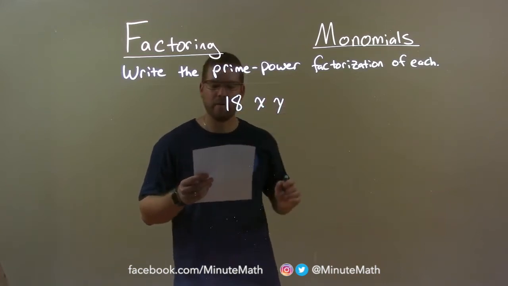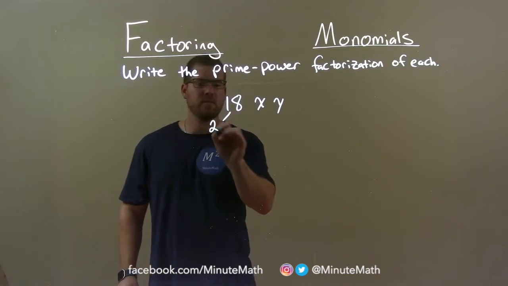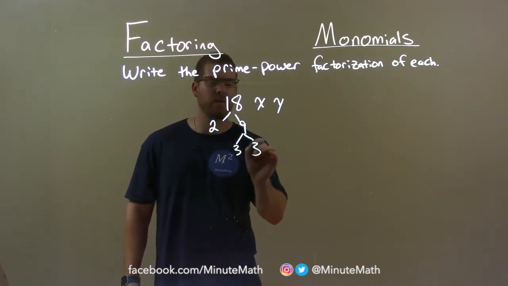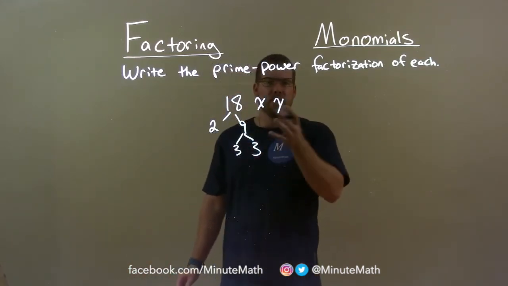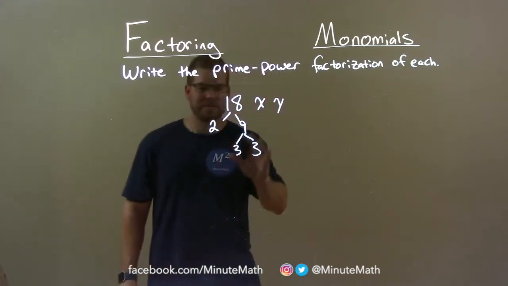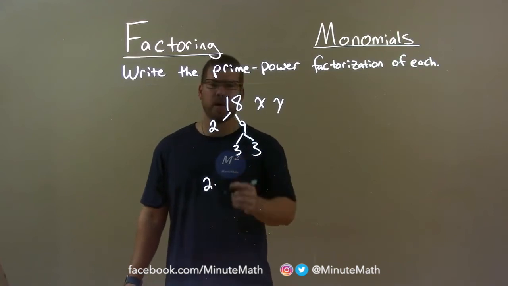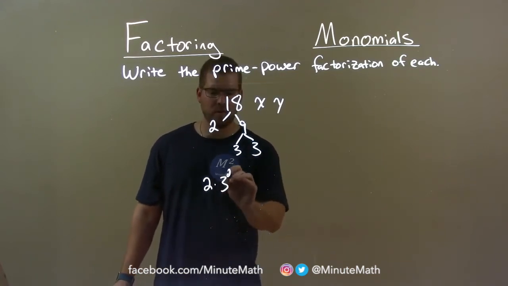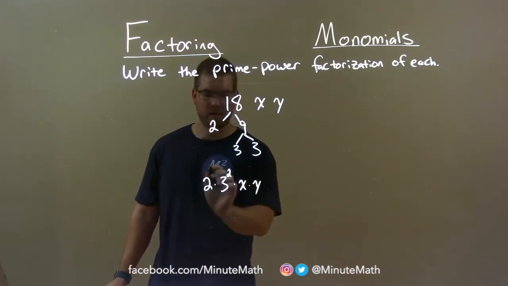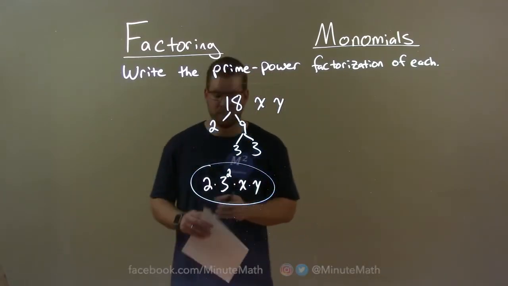18xy, okay? Well, 18, let's break that down first. 18 is just 2 times 9. And 9 is 3 times 3. Okay? x times y is just x times y. It cannot be broken down anymore. Okay? So let's write our final answer. There's only one 2, so we got that here, 2 times. And 3 times 3 is the same as 3 squared. Okay? Bring down the x times y. And our final answer here is just 2 times 3 squared times x times y.